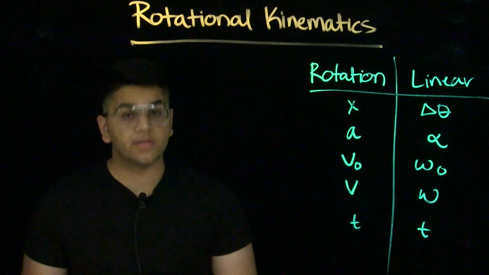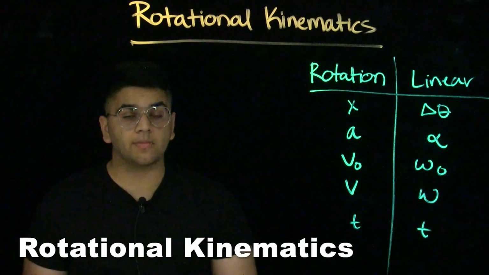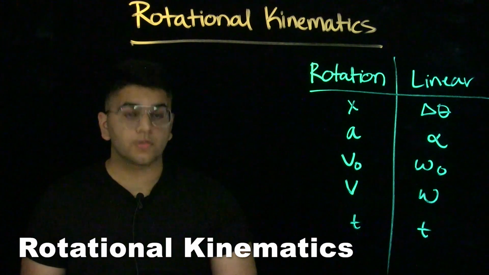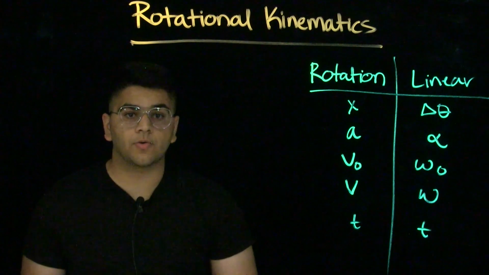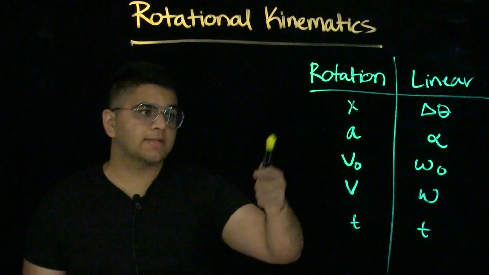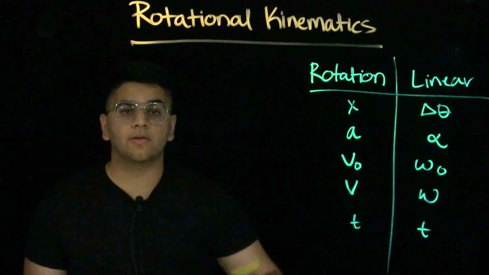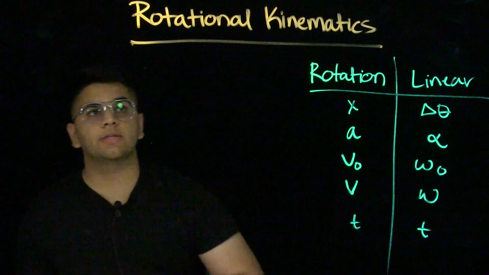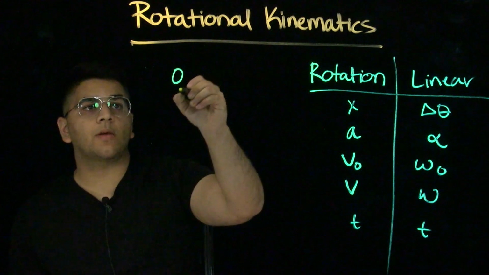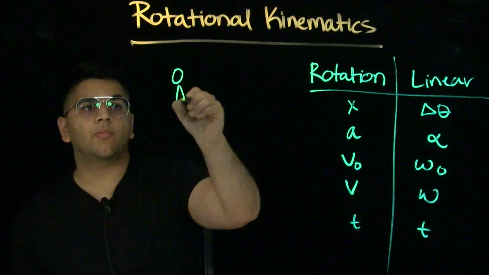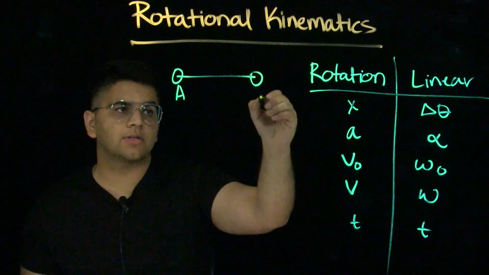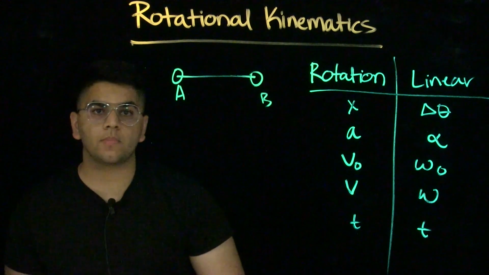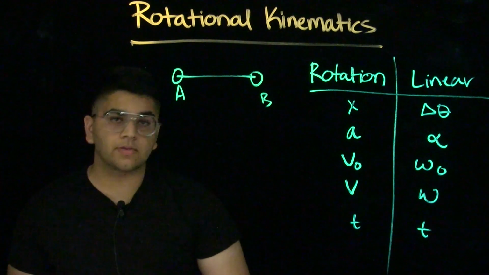Hello everyone. In this video, we will be talking about rotational kinematics. So far, we've been considering linear motion, where we look at displacement x, acceleration, or velocity, and time. Now, these apply to a linear picture, where we see the motion of an object as a change in position from point A to some position, point B. But how does this apply to rotation?